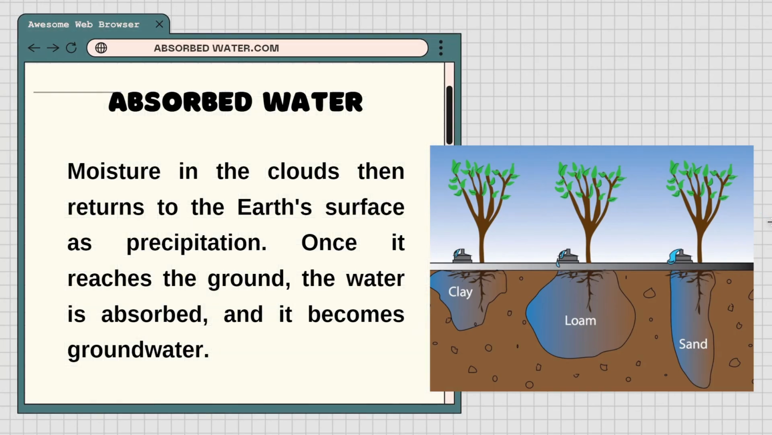Next, absorbed water. Water moisture in the cloud returns to the Earth's surface as precipitation, and once it reaches the ground, the water is absorbed and it becomes groundwater. So, absorbed water affects the permeability of soil. It's because absorbed water is the water layer formed around the soil particles, especially in the case of fine-grained soils. This reduces the size of the void space by about 10%, hence permeability reduces.